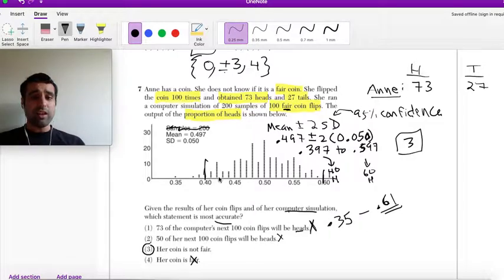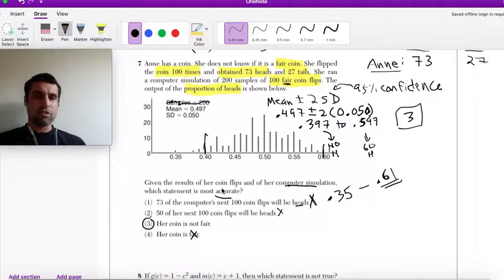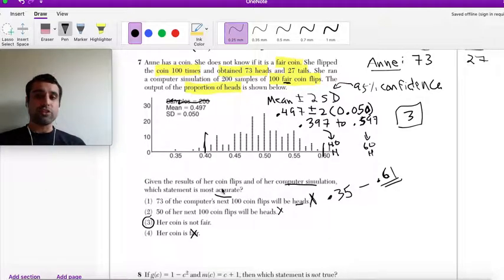Anything outside that range, then we have reason to suspect the coin is not fair. 73 heads or 0.73 is definitely outside that range. So her coin is not fair. Had she gotten, let's say, 55 heads, 45 heads, even 42 heads, we could say it's fair. But 73, that is obviously not fair. Okay? We're going to move on now to the last, and this is about sample proportions.